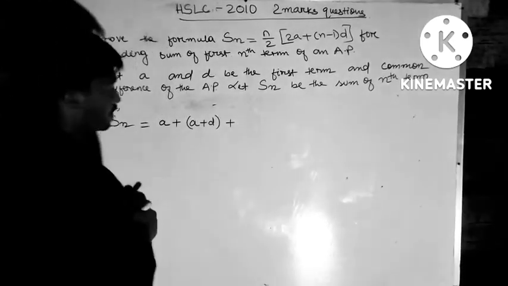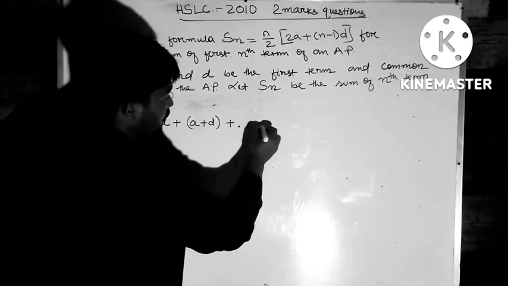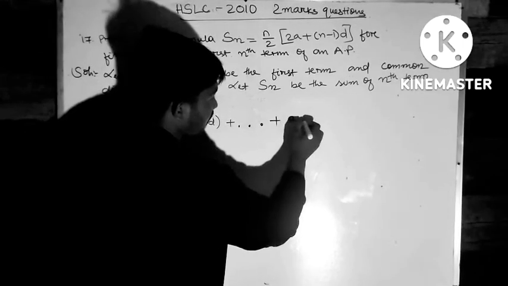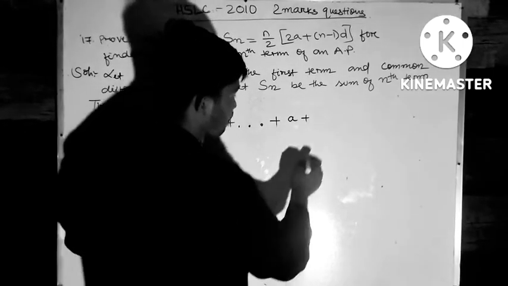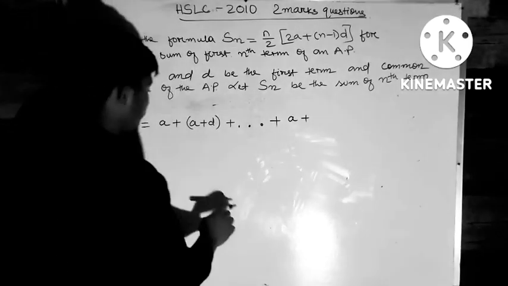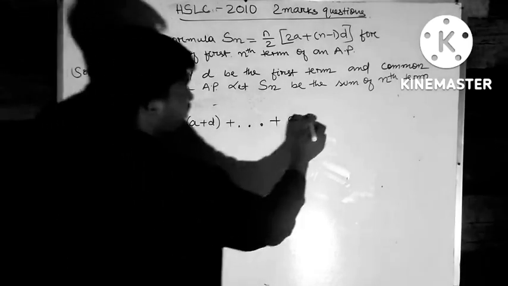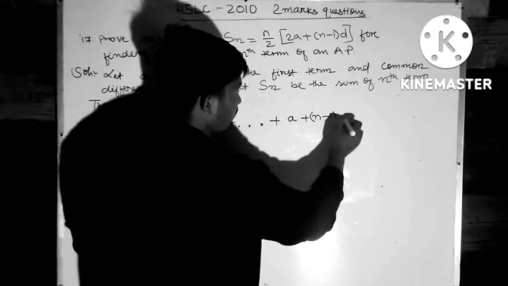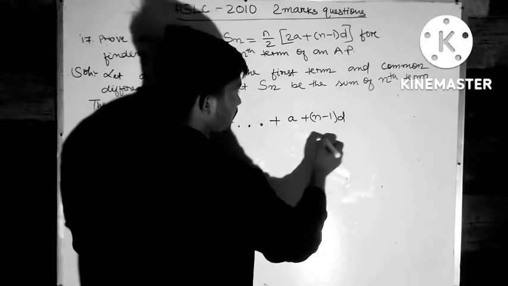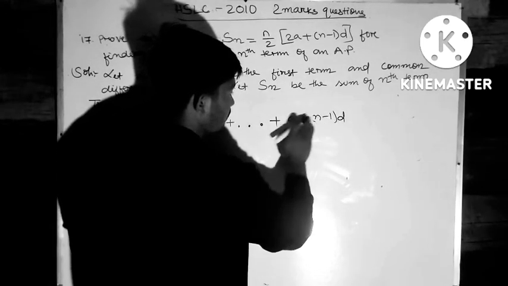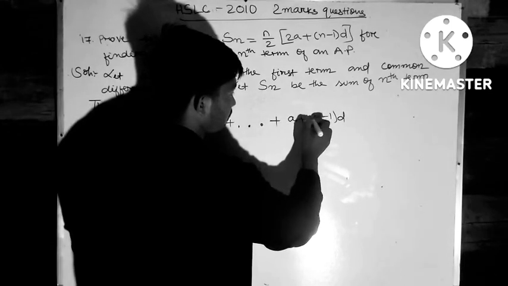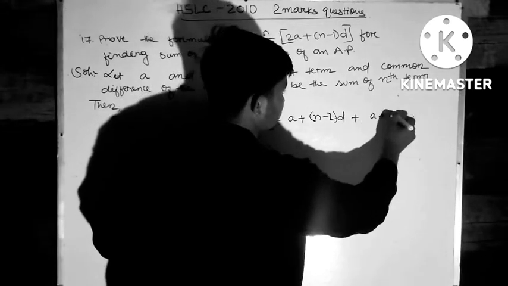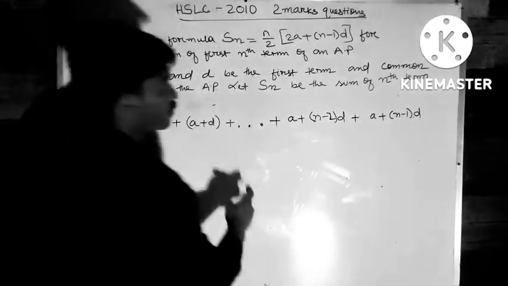What I'm going to do is put here 3 dots, 1 2 3. After that, I'm going to put here a plus (n minus 1) d. It will be a plus (n minus 2) d, plus a plus (n minus 1) d. I'm going to go till here.